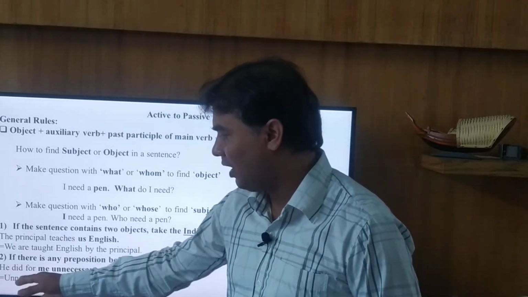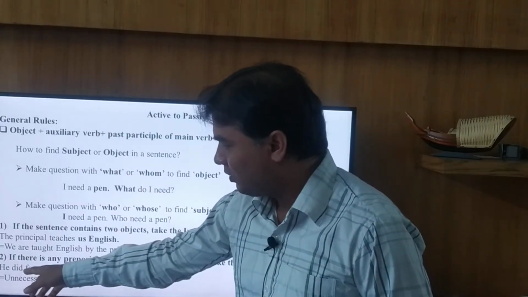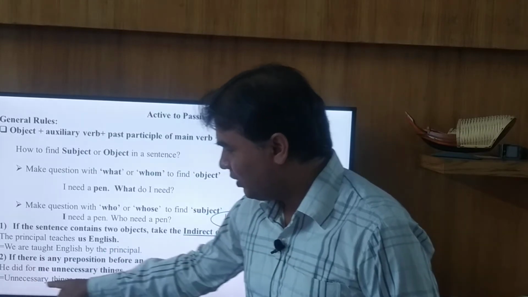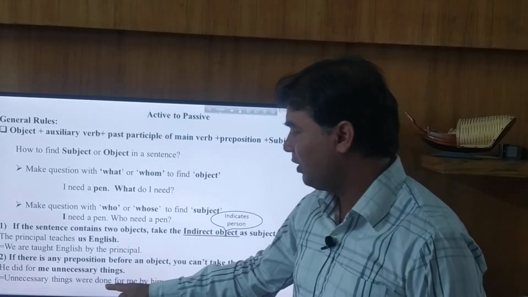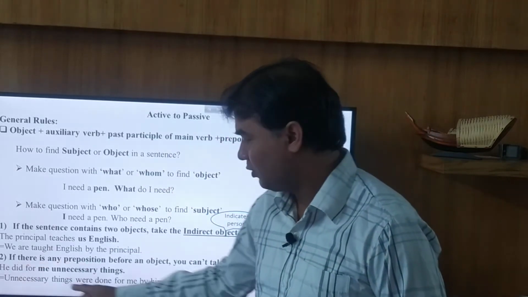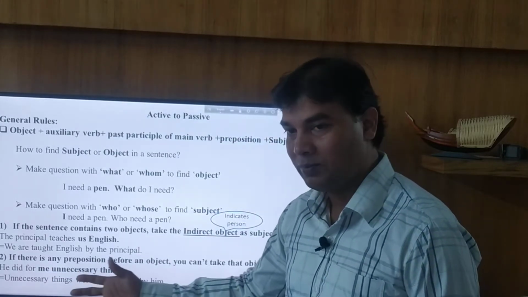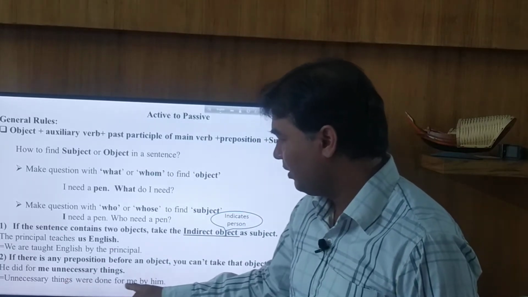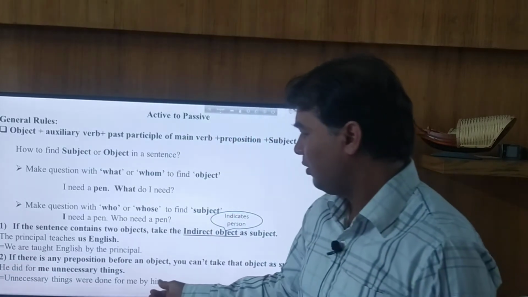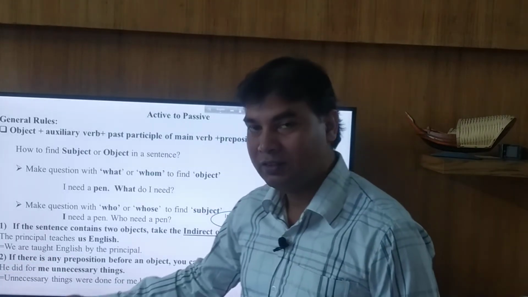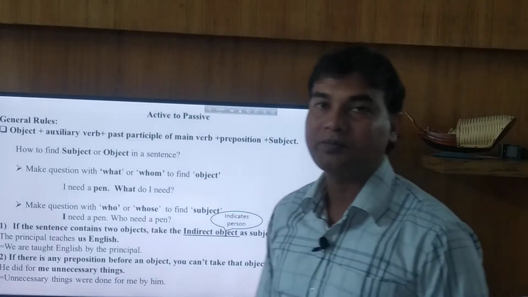So you can write unnecessary things, then auxiliary verb. According to tense, we need to use were, unnecessary things were, then past participle of main verb. Here the main verb is did, so the past participle form is done, then the rest of the words, for me, then preposition by, and then the objective case of the subject, him. So the answer is unnecessary things were done for me by him.